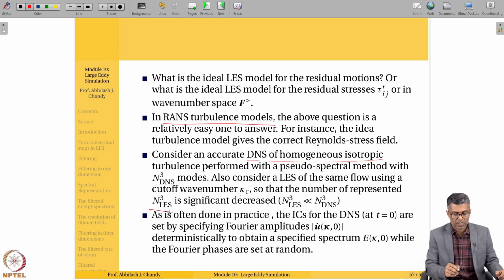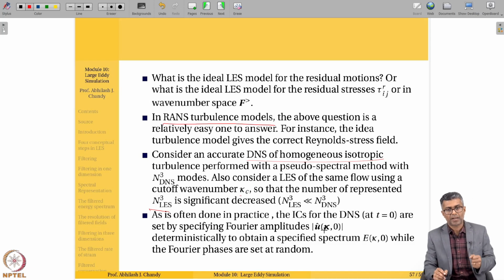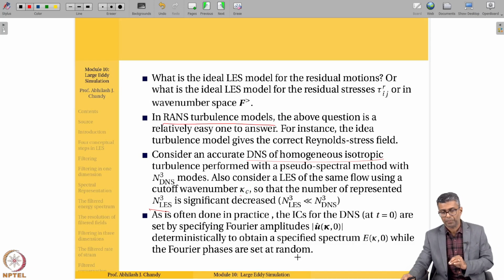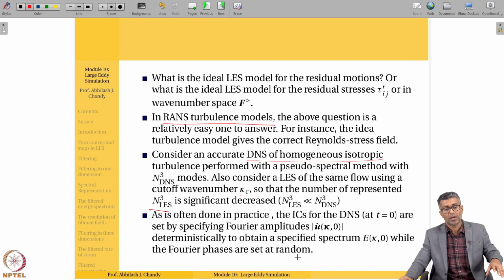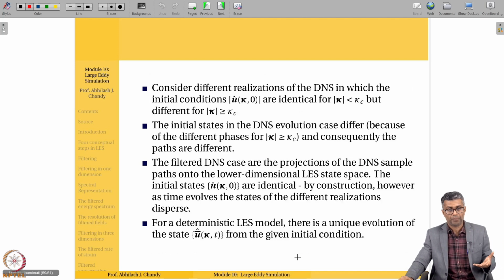Now, as is often done in practice, the initial conditions in DNS are set by specifying Fourier amplitudes deterministically to obtain the specified spectrum, while the Fourier phases are set at random. This is what you typically do, especially when you're using a pseudospectral method. The amplitudes are obtained from DNS, whereas the phases are set at random.